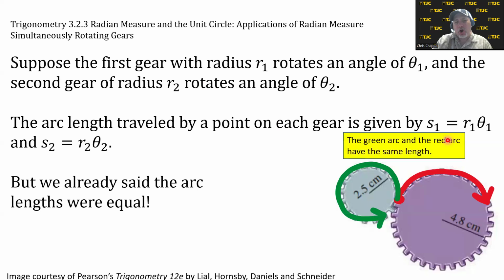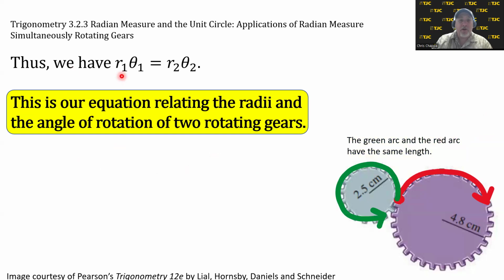But we already said the arc lengths were equal, which means we can take the R1 theta 1, the R2 theta 2, and put them equal to each other. And when we do, we get something like this: R1 theta 1 equals R2 theta 2. This is our equation relating the radii and the angle of rotation of two gears.